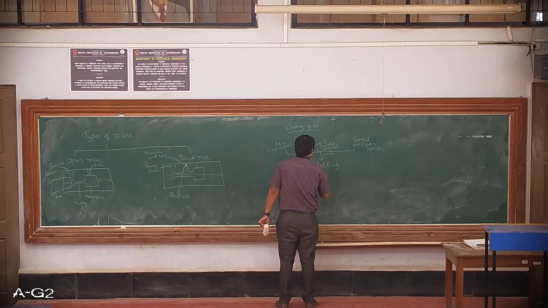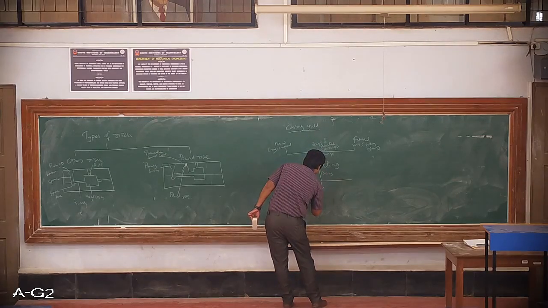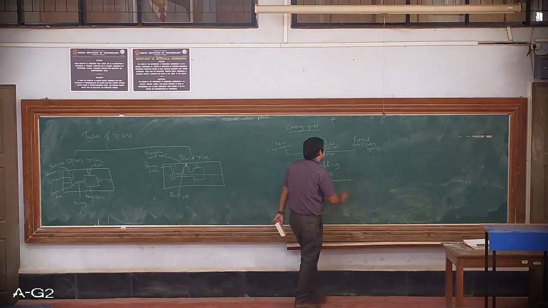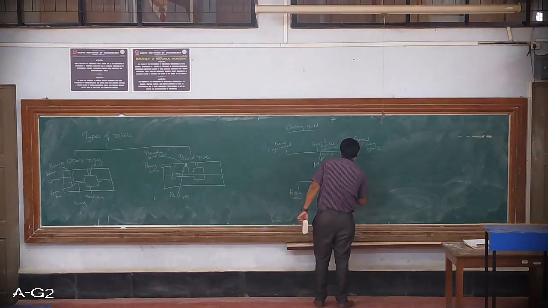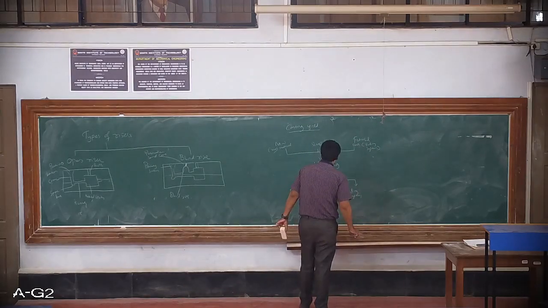So after pouring, there will be different losses as well as different weights. The important one is the casting. Then we have something called fettling losses. I'll come to this. Then we have the gating system.